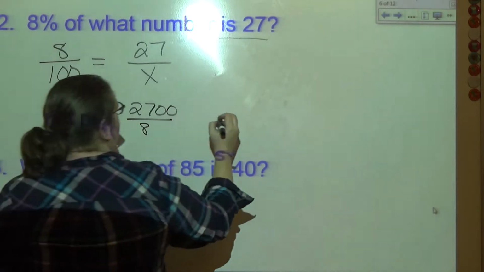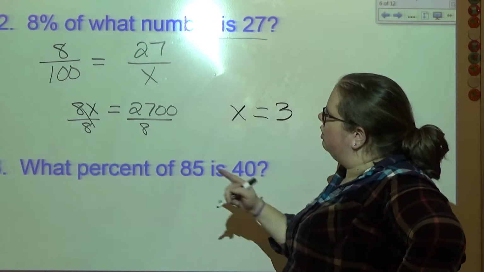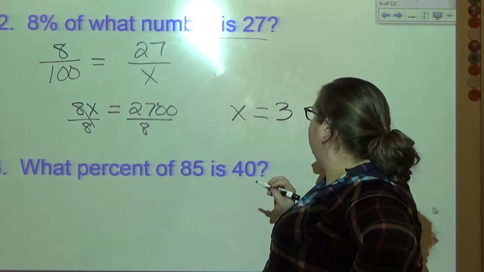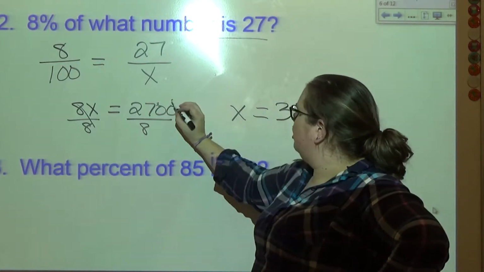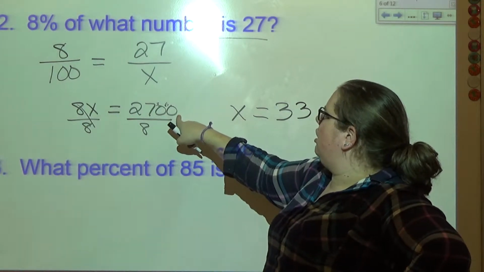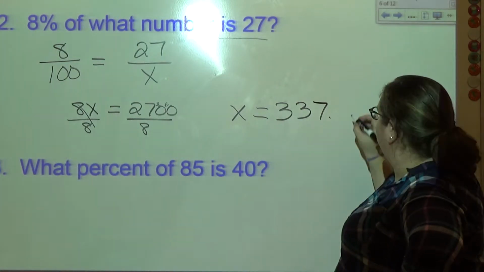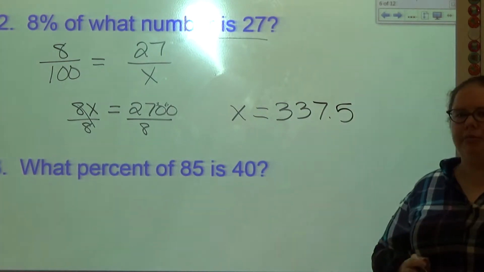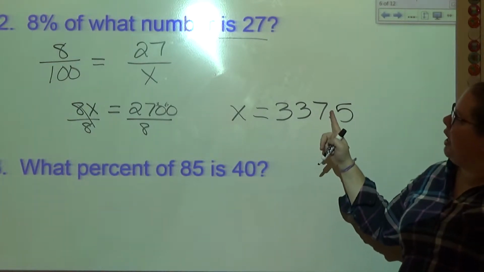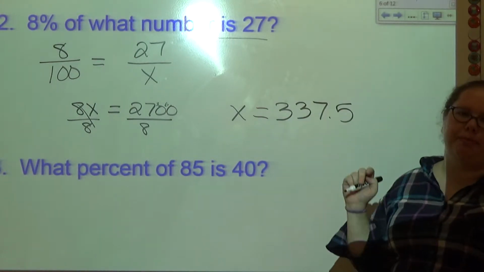Let's see if I can do this in my brain. 8 into 27 is 3, 24, 3 left over, 30 with 6 left over... 337.5. Maybe I should go to the calculator. A lot of these are decimals. So that was my whole. 8% of this number is that small 27.